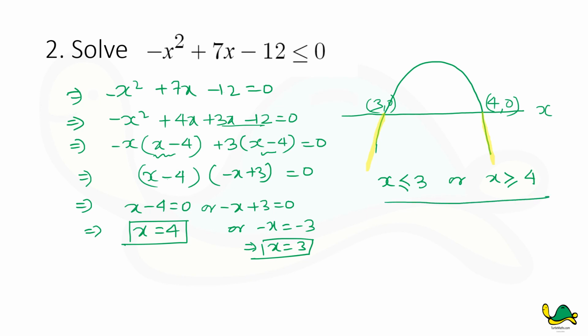You can also write it as x is an element of negative infinity comma 3, and I will use the big bracket because I want to include the 3, union 4 comma positive infinity. That's my answer.